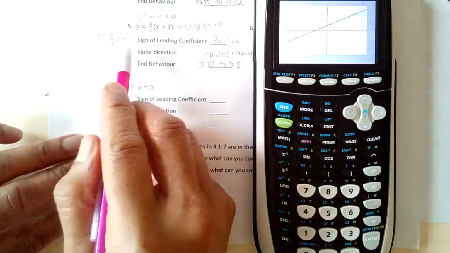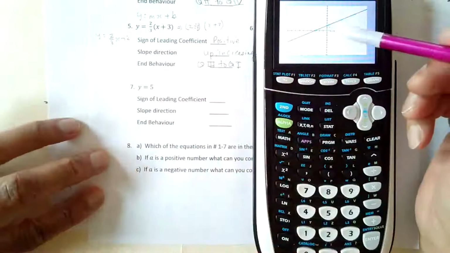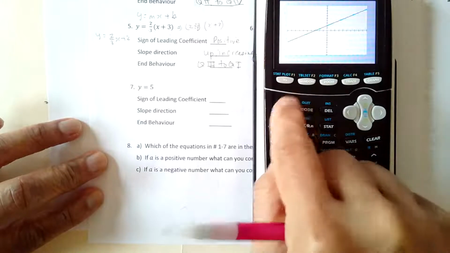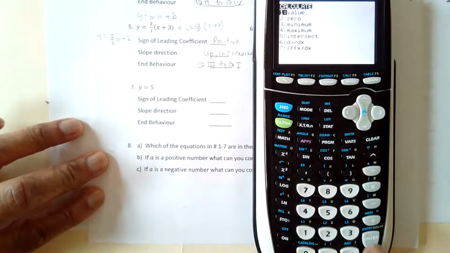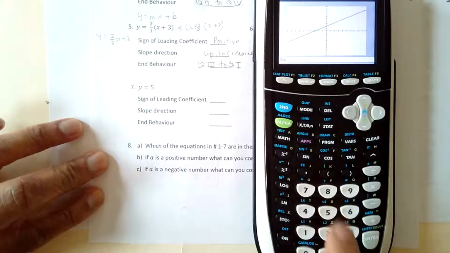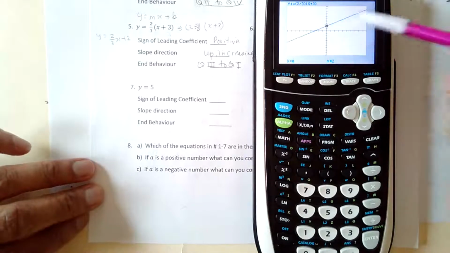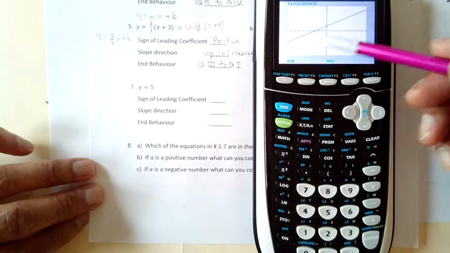If you look back here, your y-intercept is 2, not 3, and it's exactly what you have here. Now, recall to find your y-intercept, use the second trace, touch the enter button, and let x be 0, then y is 2. So here we have positive, going up, and the end behavior is from quadrant 3 to 1.